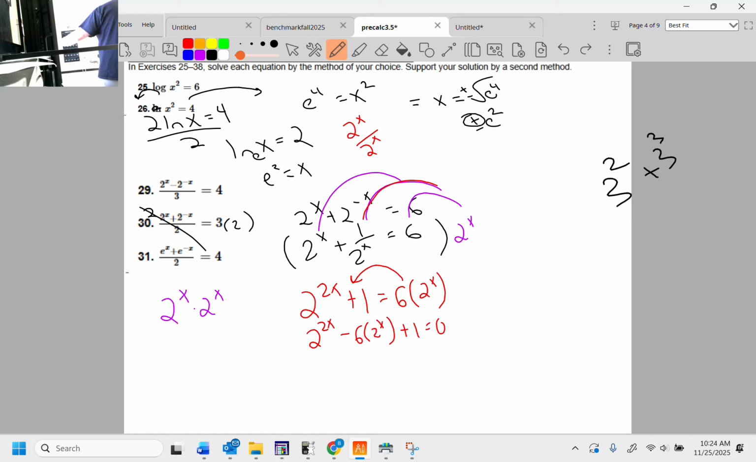The real question is if I should make that a 4. I'm gonna leave it as 2 to the x. I'm gonna do what's called U substitution. I'm gonna let 2 to the x be the letter U. I've never shown this to y'all because it wasn't in your standards last year. That makes this U squared, because it was 2 to the x times 2 to the x, which is 2 to the 2x. That makes this minus 6u and then plus a 1.